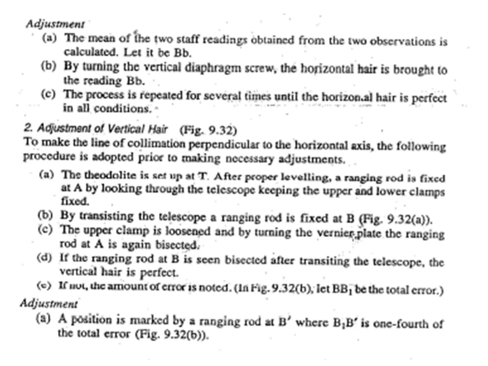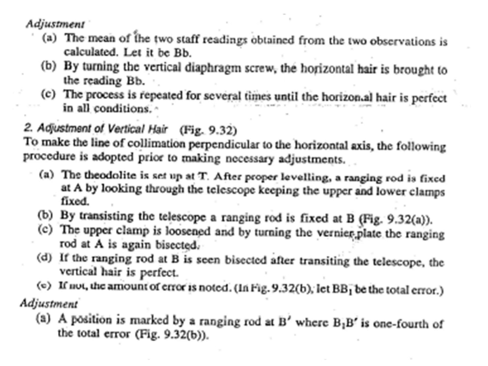In this adjustment, we are going to make the line of collimation perpendicular to the horizontal axis. The following procedure is adopted prior to making the necessary adjustment. The theodolite is set up at T. After proper leveling, a ranging rod is fixed at A by looking through the telescope, keeping the upper and lower clamps fixed. By transiting the telescope, a ranging rod is fixed at B.